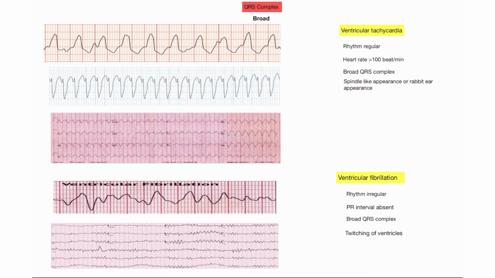In the fibrillation condition, I already said the rhythm is irregular and the PR interval is absent. Here there is mostly no P wave, so the PR interval is not present. And the QRS complex is very broad, and there is twitching of the ventricle. In the fibrillation condition, twitching of the ventricles occurs. So this is the broad QRS complex in ventricular tachycardia and ventricular fibrillation.